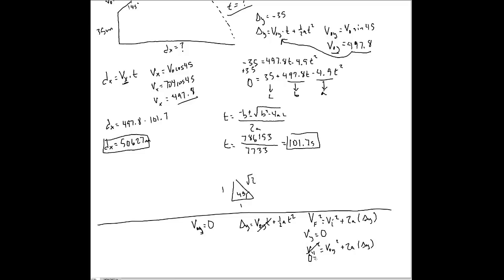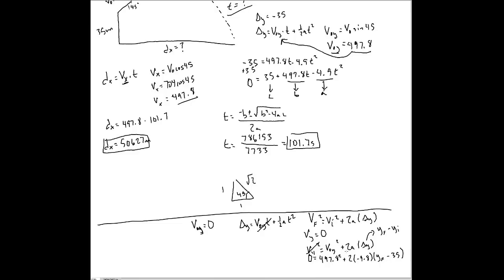So 0 equals 497.8 squared, and then I'm going to go plus 2 times negative 9.8. And now delta y, we all know that delta y is y final minus y initial. My y final is what I'm looking for. That'll be the max height. My y initial in this case is 35. So I would write this as y final minus 35. Here we've got one variable and one equation. This is super easy to solve.